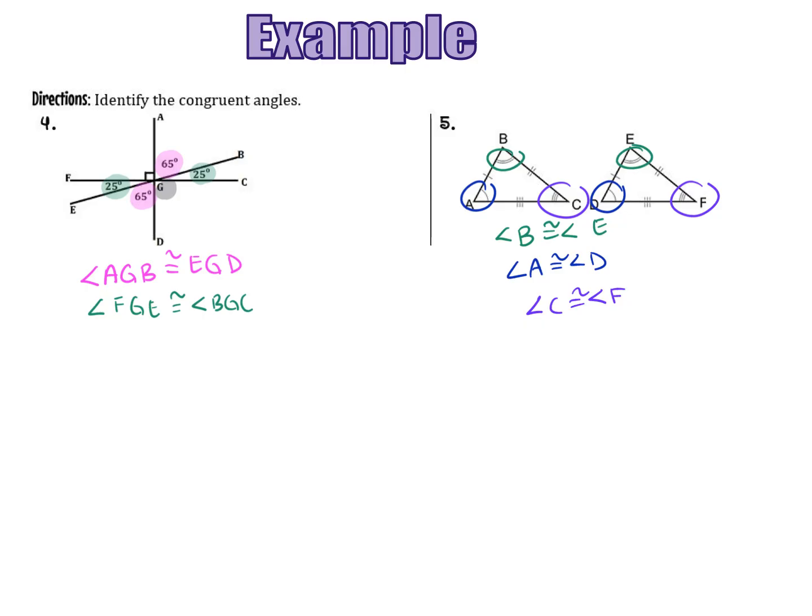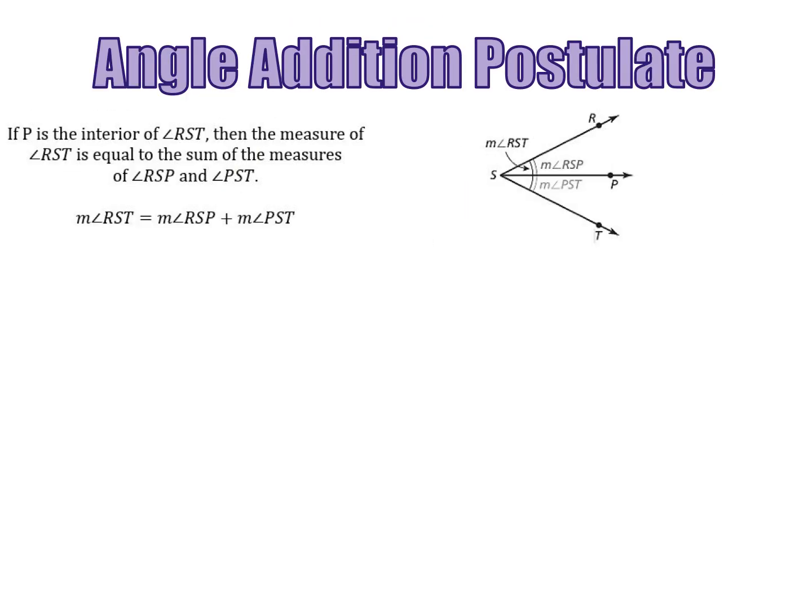Now that we've been working a little bit with angles, let's look at another postulate. The angle addition postulate is going to look and feel a lot like the segment addition postulate that we learned in the previous chapter. What it says is if we have a big angle, that is equivalent to the sum of the 2 smaller angles. So if I have one large angle, I can add the 2 pieces together to get me the whole angle.